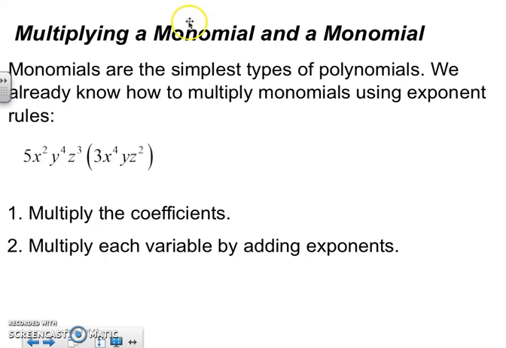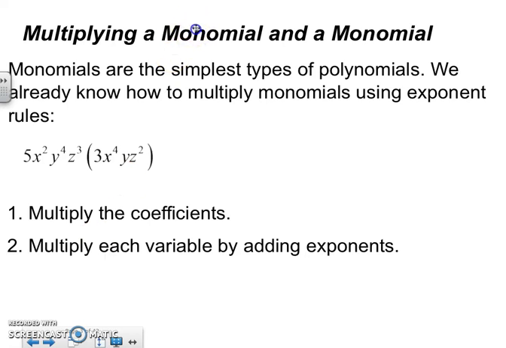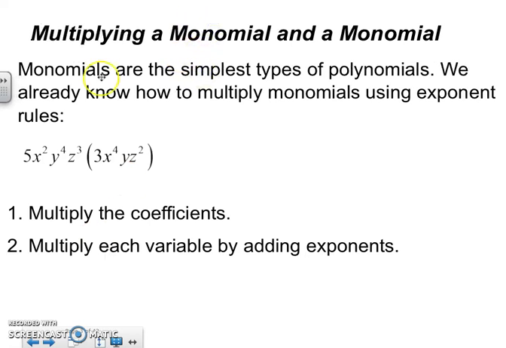So, multiplying a monomial and a monomial. Just remember, monomials are the simplest type of polynomials. They're just one term, so they could have a lot of letters or they could not. Again, the first thing you're going to do is multiply the coefficients. The coefficients are the numbers in front. So you would multiply 5 times 3, and you would get 15.